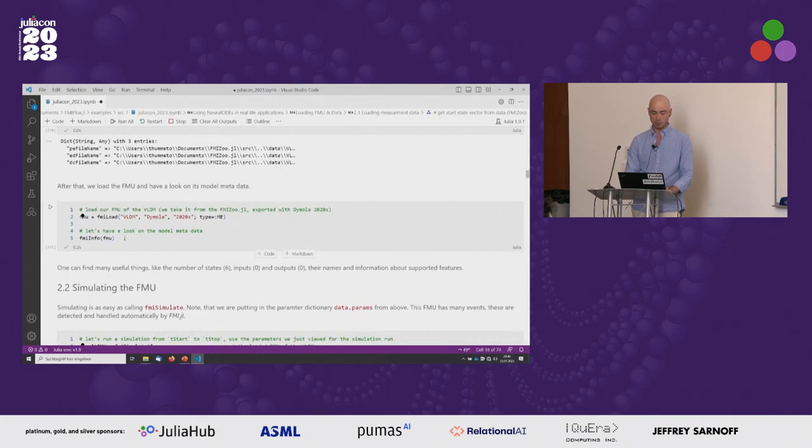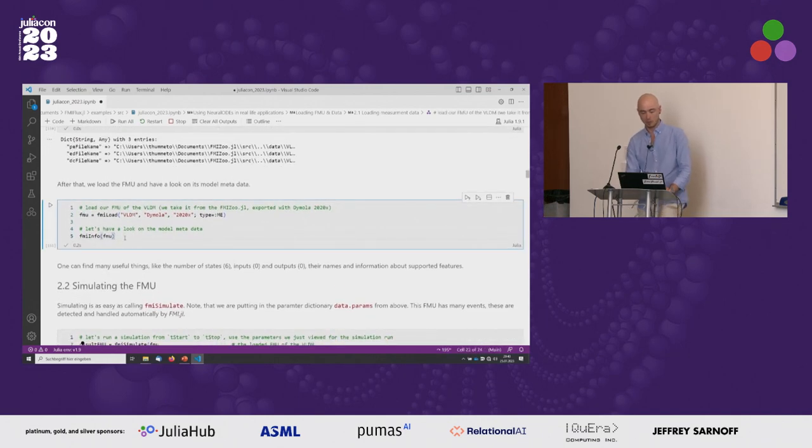Loading the FMU is actually very easy. You just call FMI load. You would specify a path if you're loading your very own FMU, which is somewhere on your hard drive, but the FMISU has an override to use predefined models such as the VLDM. So you can call FMI load VLDM, and this will load the vehicle longitudinal dynamics model instead of some local FMU.